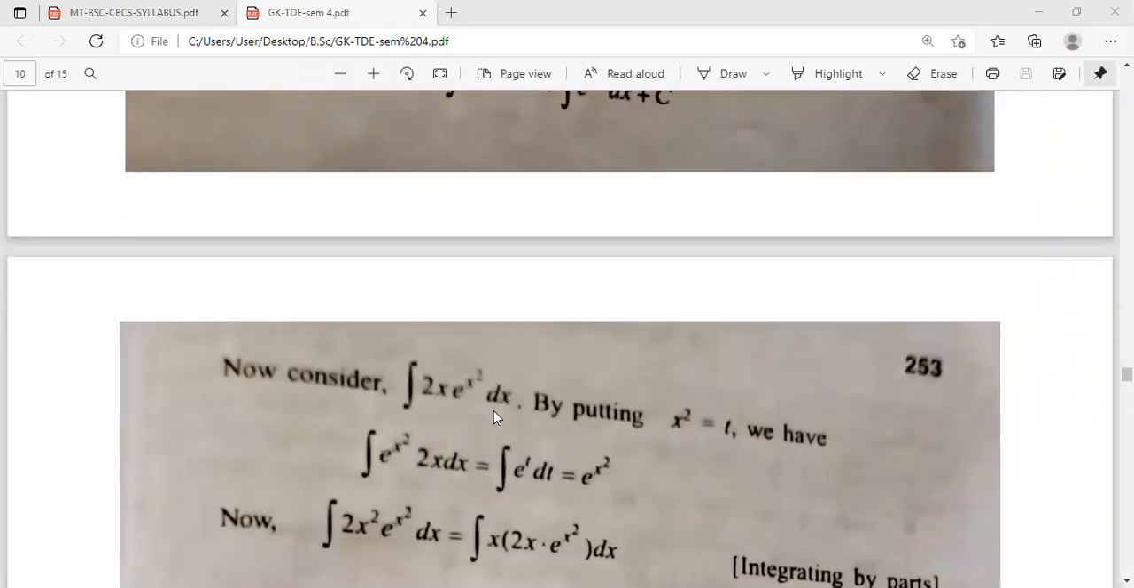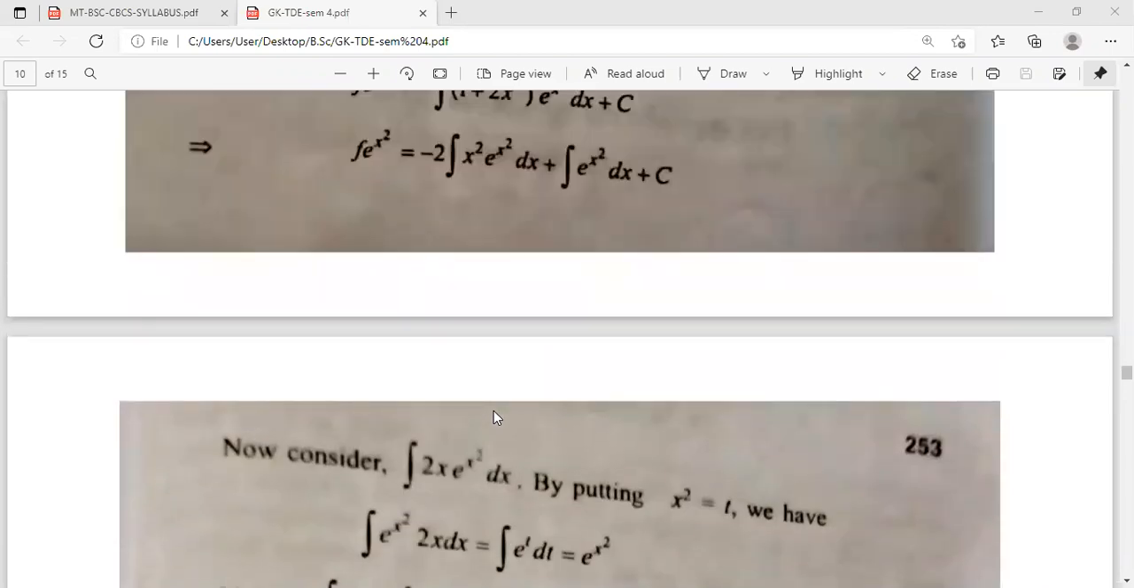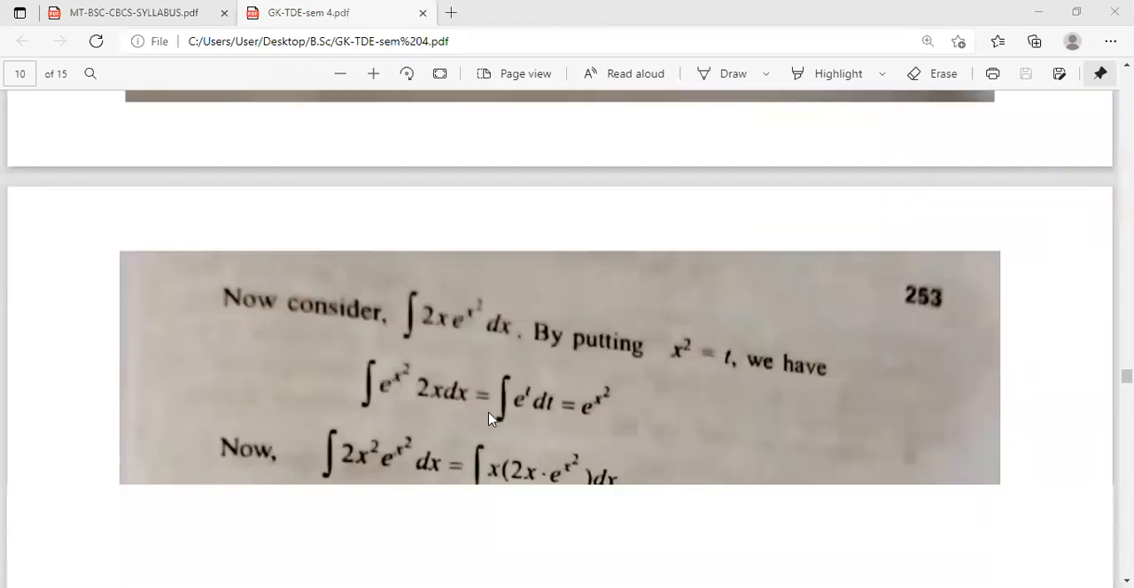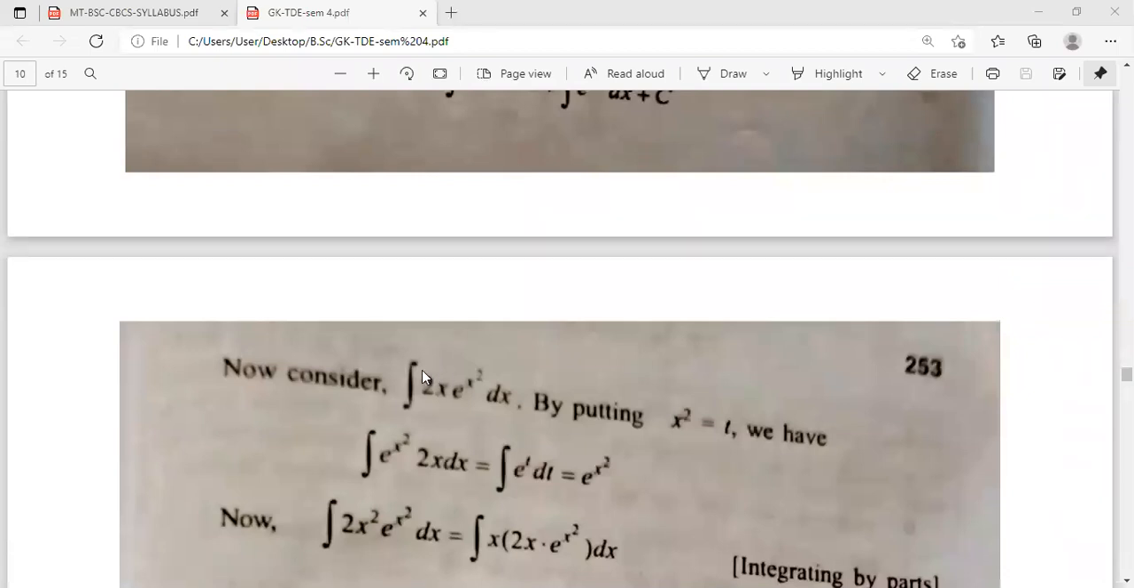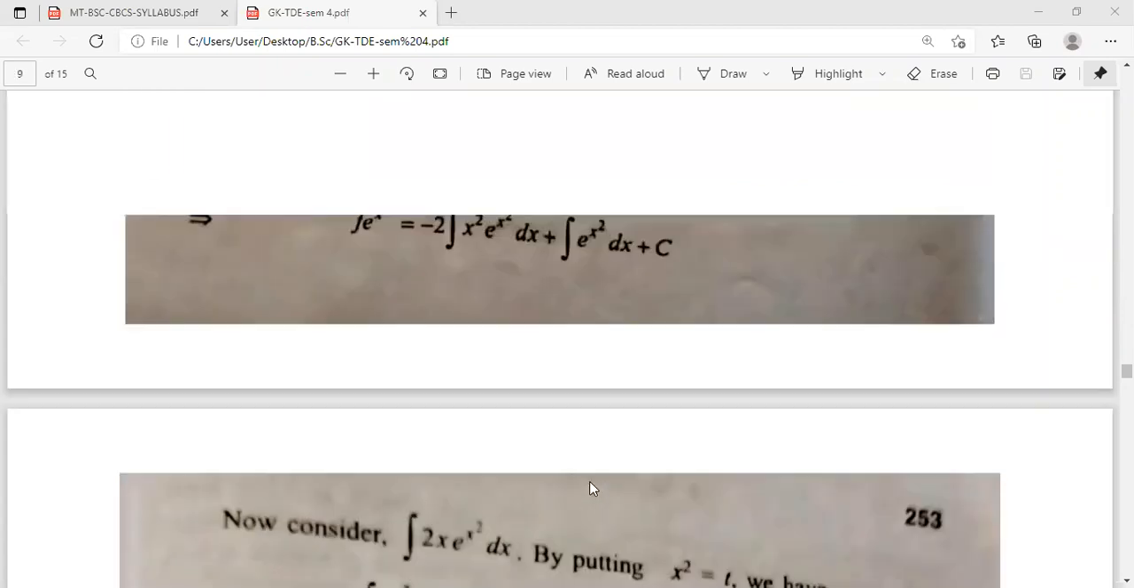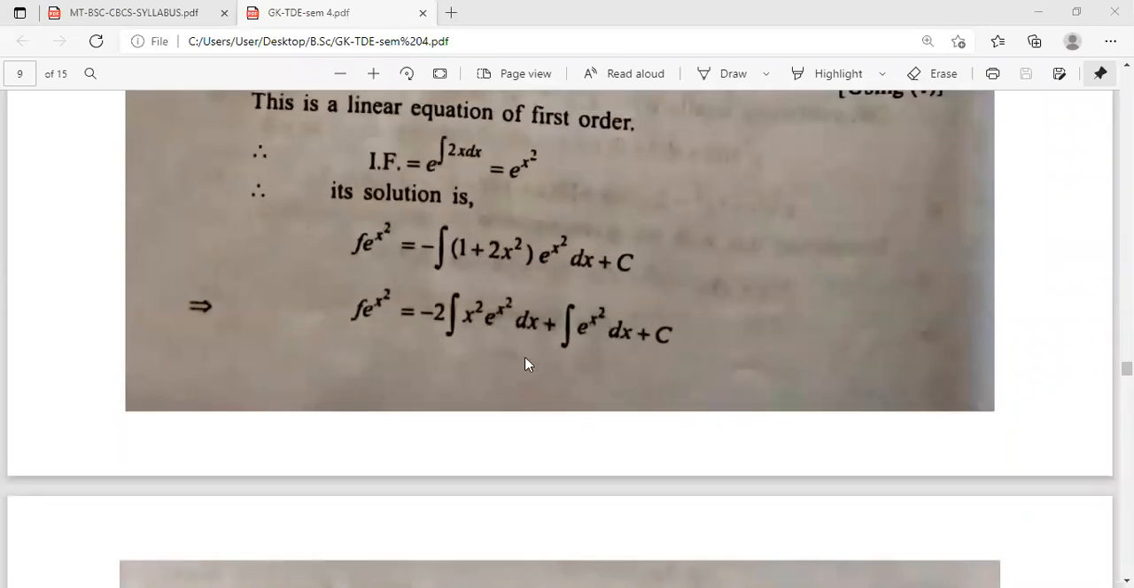After writing that, we have to do some modification to find the solution. First take the integral of 2x e to the power x square dx by putting x square equal to t. Then you get the integral of e to the power t dt, which is e to the power t. Replacing t by x square, you get e to the power x square. This is the integration of 2x into e to the power x square dx. We take this because we have to simplify this expression.